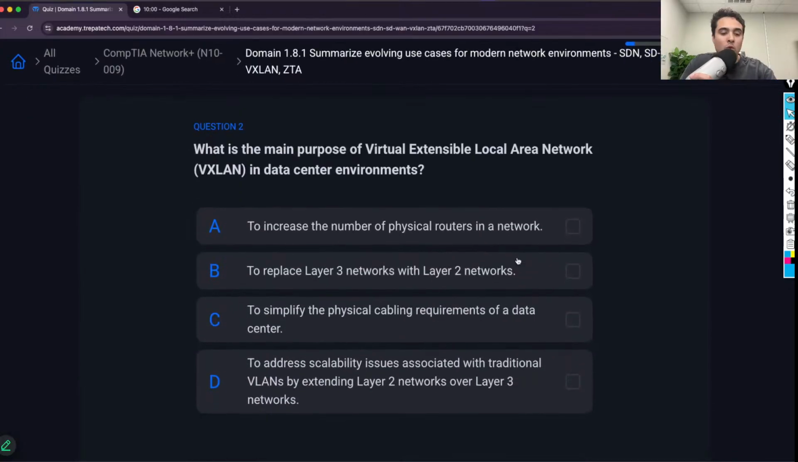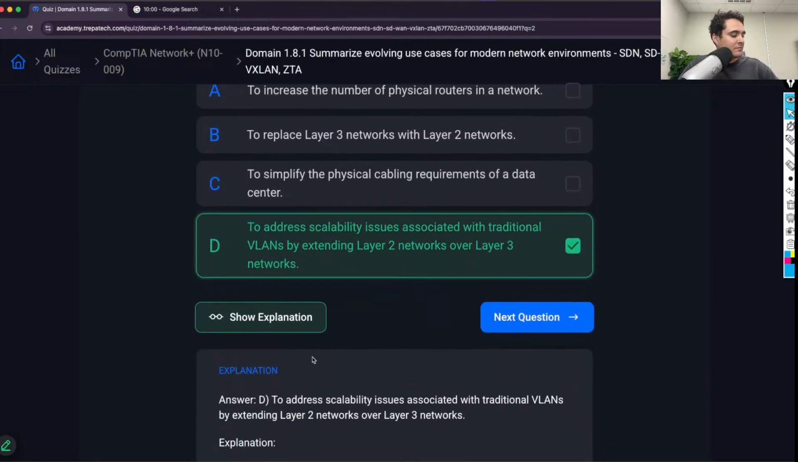Question 2. What is the main purpose of virtual extensible local area network in data center environments? Remember, VXLAN gives us the ability to take geographically dispersed data centers and make them believe they're part of the same broadcast domain, the same layer 2 domain or switched network, which gives us a lot of capability. It does not increase the number of routers. It doesn't replace, well, no, it doesn't replace. It has nothing to do with cabling. So we're going to go with D here. To address scalability issues associated with traditional VLANs by extending layer 2 networks over layer 3 networks.